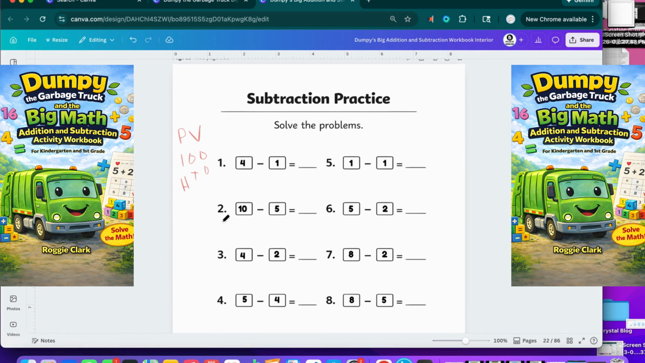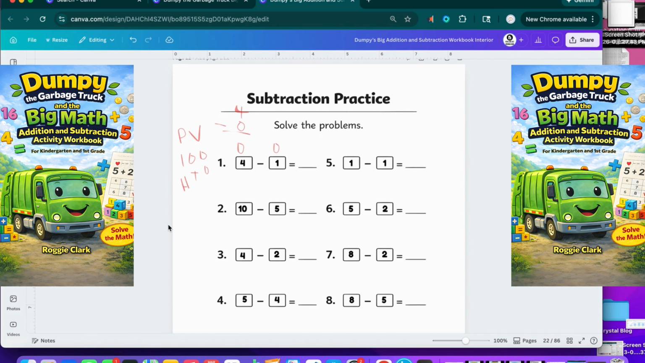Even though these are just single digits, there's a double digit in there too. So it's just helping them line up their numbers and understand that when you're doing subtraction or addition, you're combining or subtracting or moving numbers based off of the different place value that they are in.